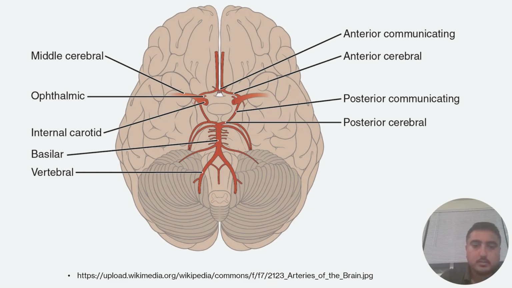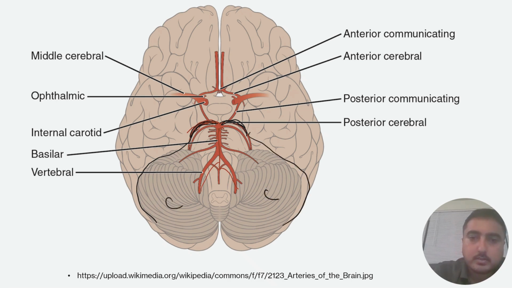If we see this picture, we can see that the circle of Willis is ascending upwards into the brainstem, and it is giving rise to these two arteries at the level of the midbrain, called the posterior cerebral arteries. These arteries are running towards the posterior side of the brain. We can't see it here because of the cerebellum, but they are running posteriorly.